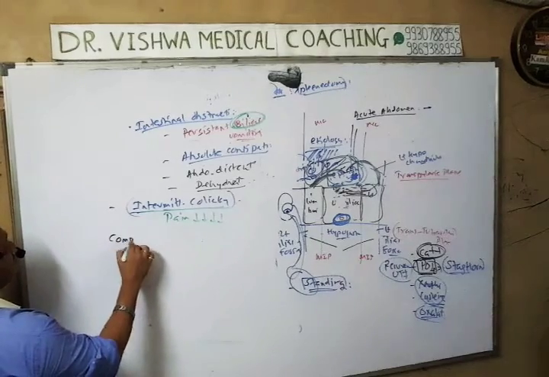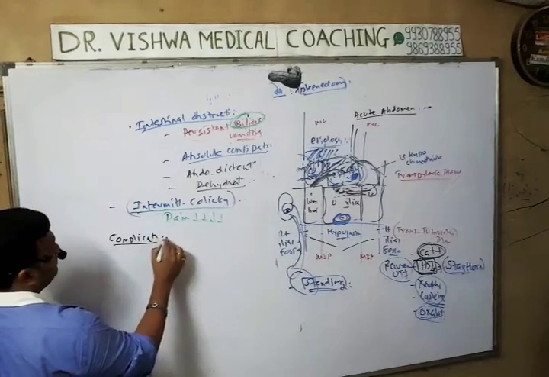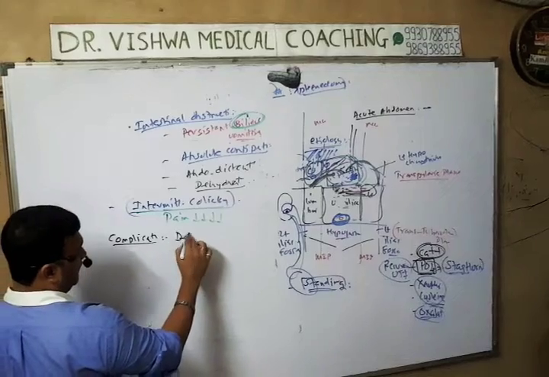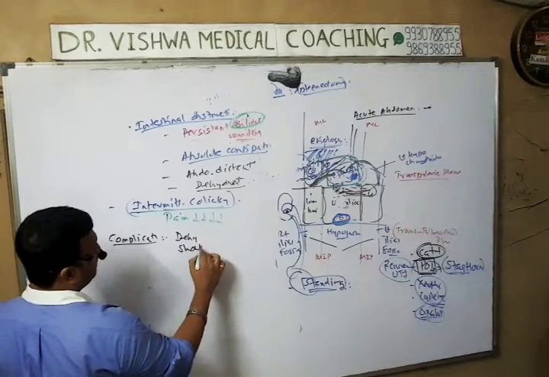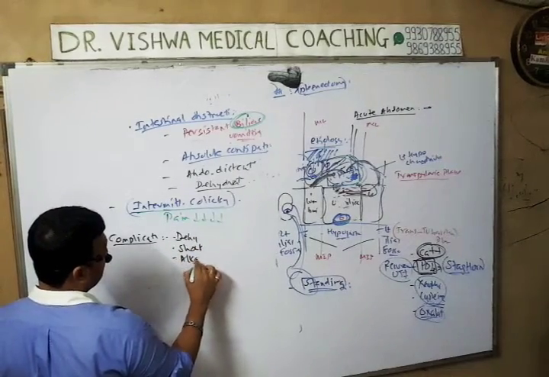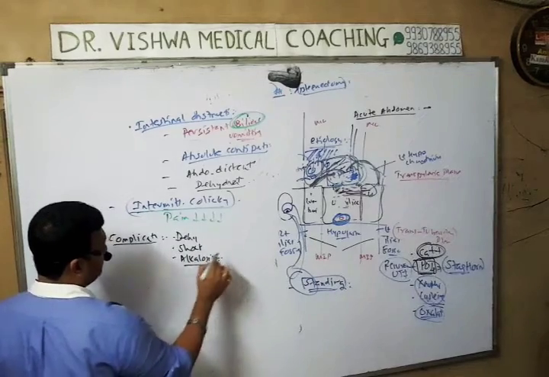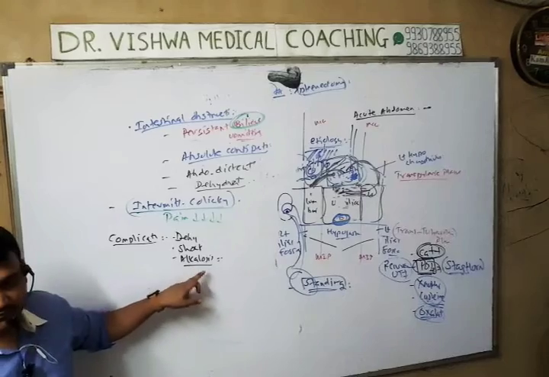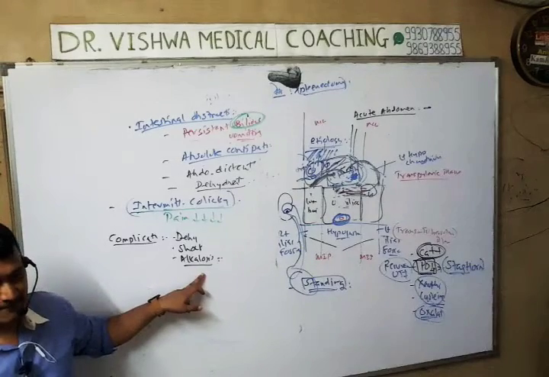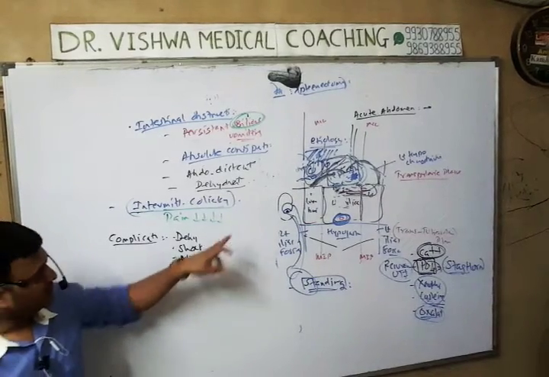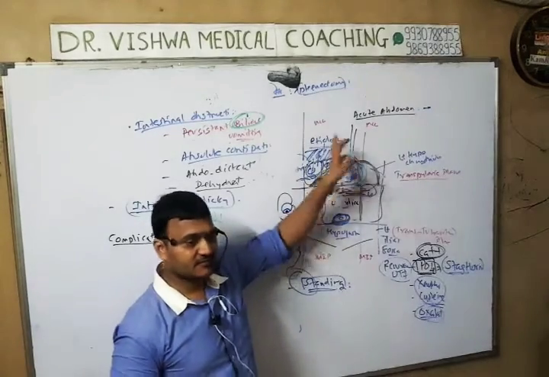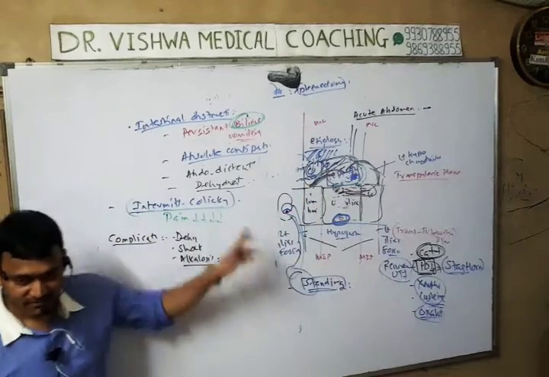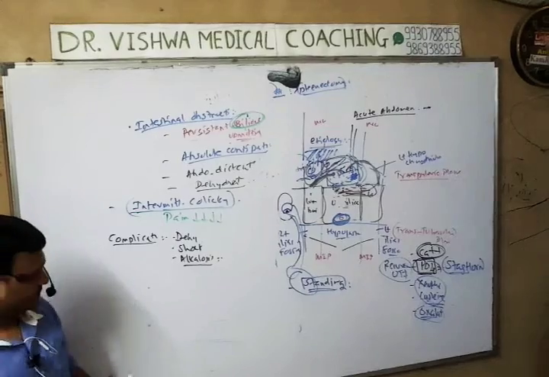What complications? Patient goes into dehydration, shock. Patient goes into alkalosis. Why alkalosis? Repeated vomiting, right? So losing more hydrogen ions. Patient goes into alkalosis.